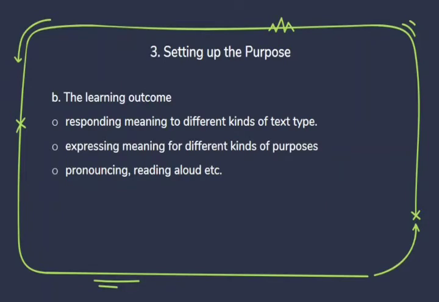B, the learning outcome. Achievement of basic competencies, which include knowledge, attitudes, and skills, and this is about that example. Responding to meaning in different kinds of text types, expressing meaning for the varying kinds of purpose, and also pronouncing or reading aloud and others.